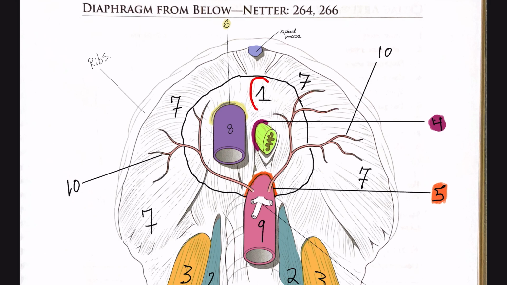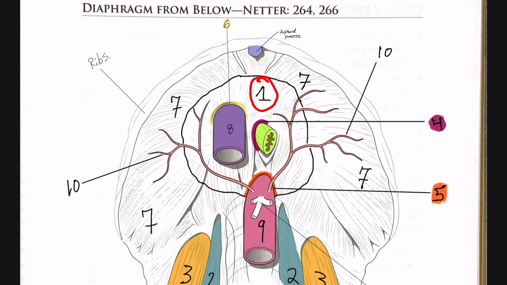So number one, that's going to be that central tendon. Okay, and we remember when we looked at the pericardium of the heart, right? And that central tendon connecting into the diaphragm. This is it from the bottom side. That's where it is. Number two, that is going to be our psoas major.